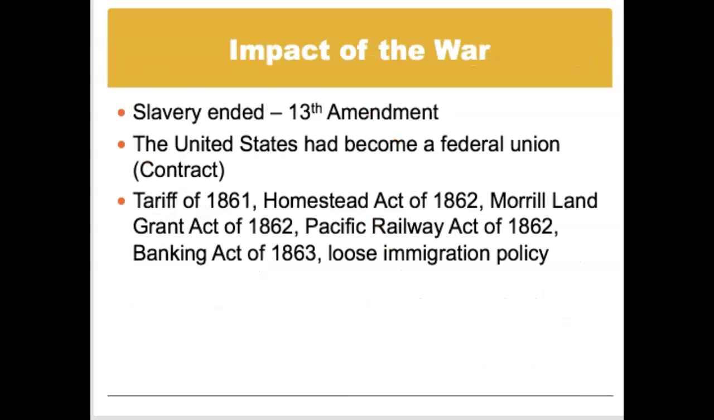All right, so I'll wrap this up here. When we look at the impact of the war, several things are decided here as a result of this war. One, slavery does end. 13th Amendment, end slavery. Second, the United States had become a federal union, which goes back to that political contract theory here, and the supremacy of the federal government.